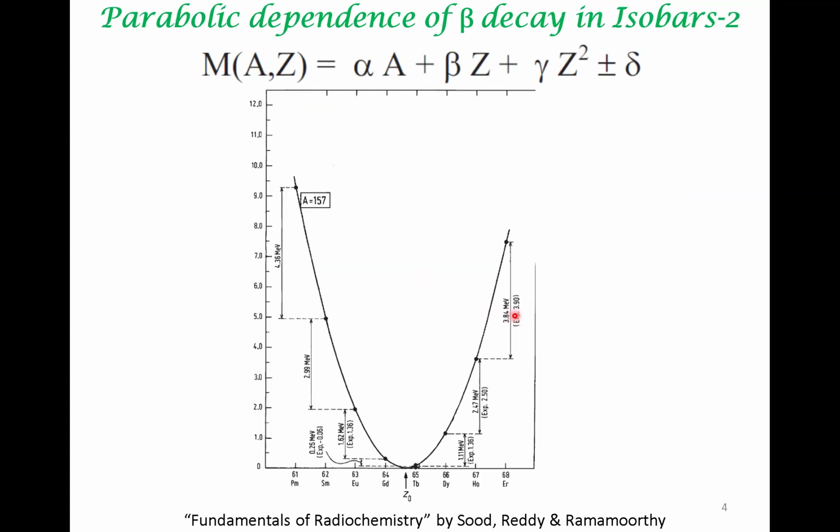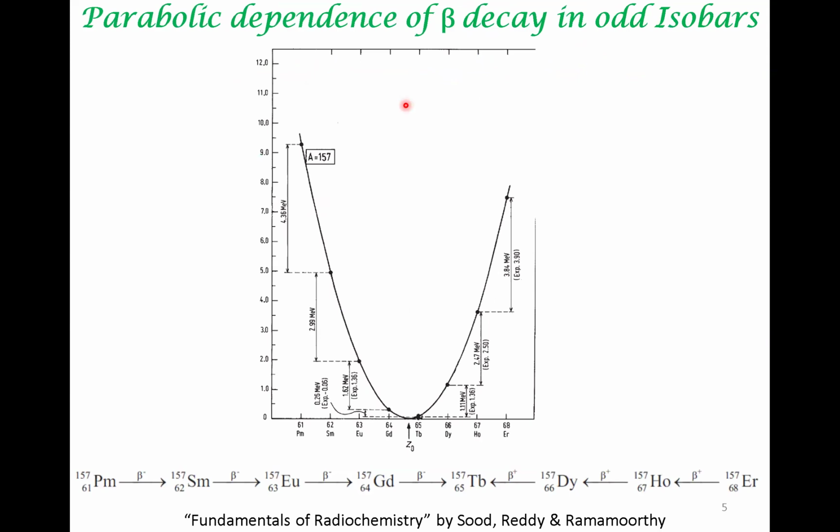So when you do that, this is the prediction. For example, you have a bunch of isobars here. All the nuclei considered here have an atomic weight of 157. So you have a series of elements of different atomic number, but the same atomic weight. So when you do that, what is the prediction? There is a prediction based on the model.